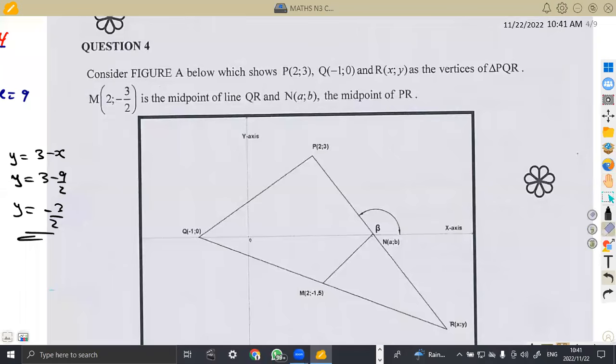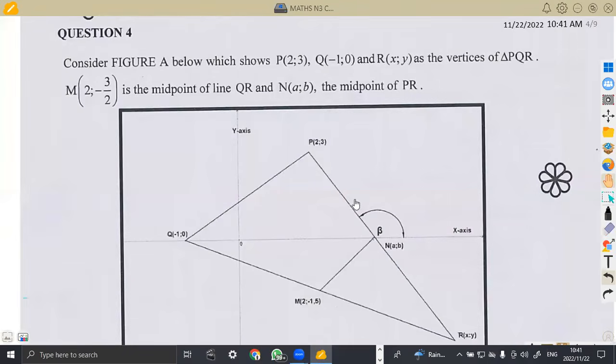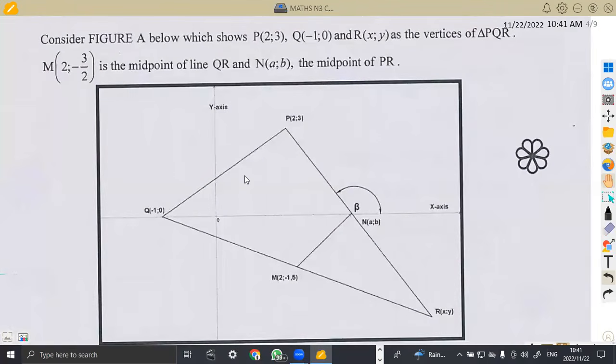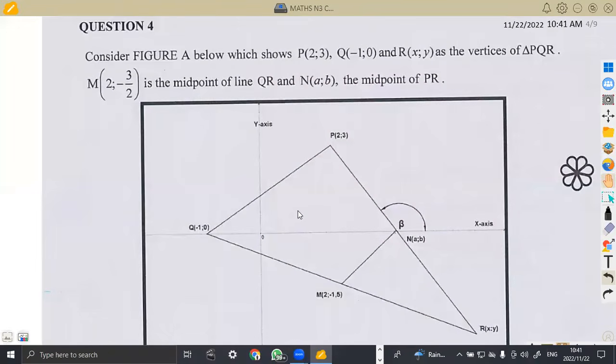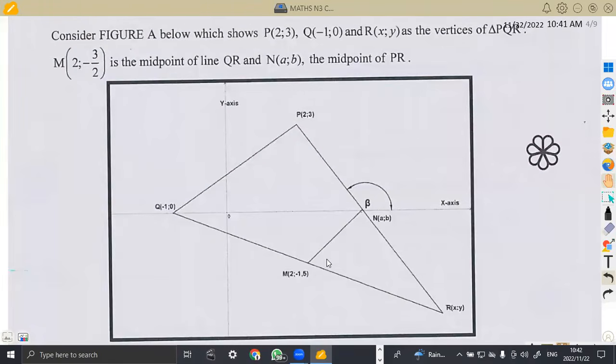Let's see the fourth question. That is question 4. We were given a figure below showing P, Q, R. So these are the vertices that we are given. Then we are given that M is the midpoint here. This M that we see here is the midpoint, (2, -1.5). Then we have N, the midpoint of PR. So, okay, that was what we had.